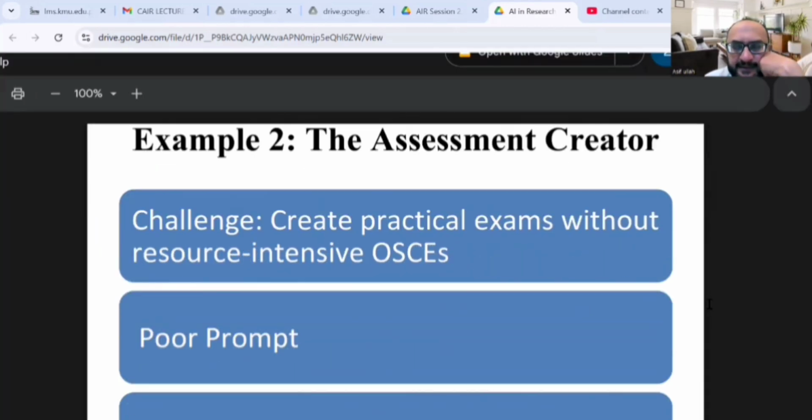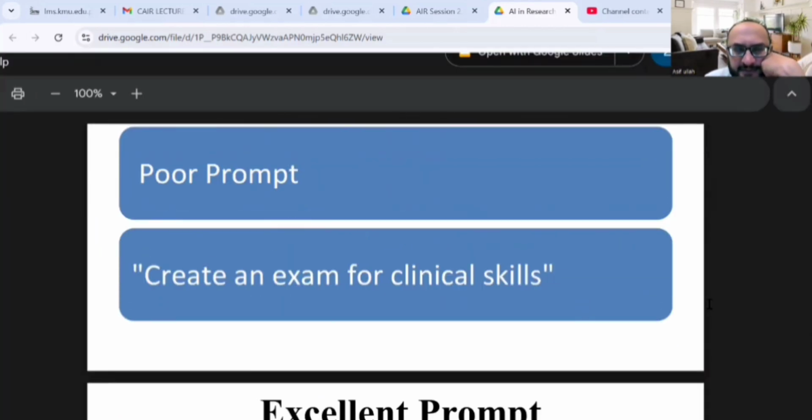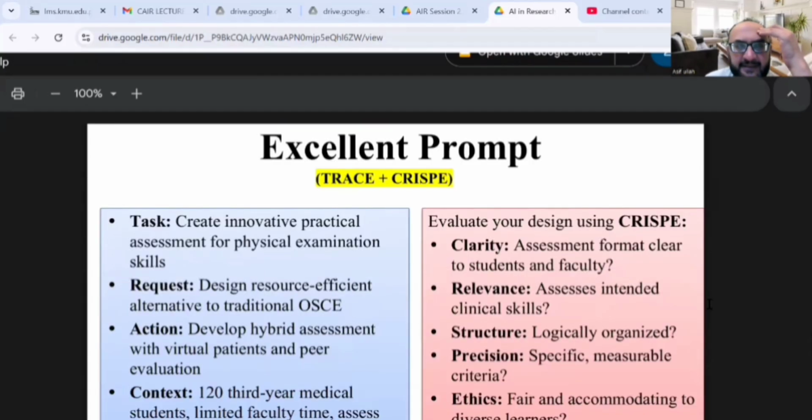Example 2, the assessment creator. Challenge: create a practical exam without resources and with limited faculty. A poor prompt: create an exam for clinical skills. It will lead to no useful result. However, an excellent prompt will be TRACE and CRISP.